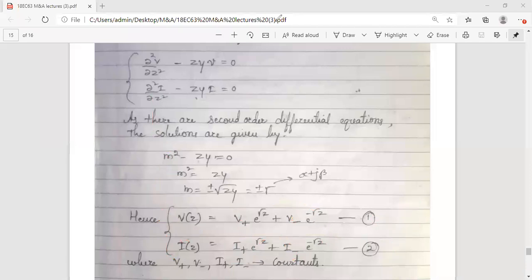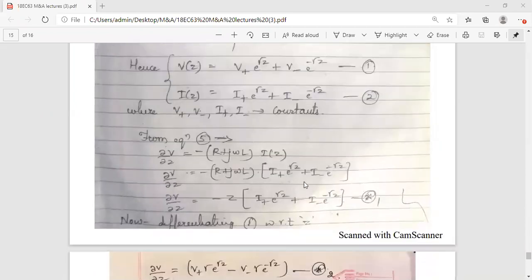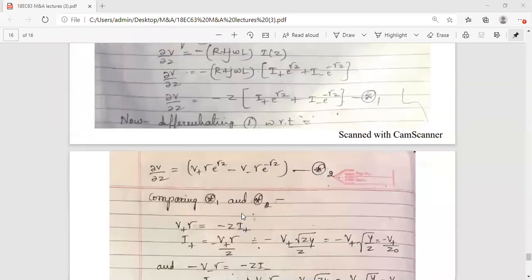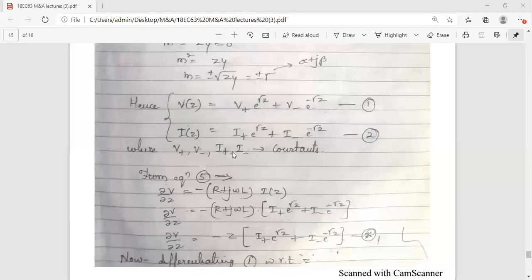So V plus and V minus, I plus and I minus indicate the constants. Further, in equation 1 we have V is equal to V plus and V minus, and equation 2 is I is equal to I plus and I minus. Further in the solution, you can change these parameters. Equation 1 has V. Try to represent equation 2 in terms of V plus and V minus. You can do that. So how is that done? Let's see.